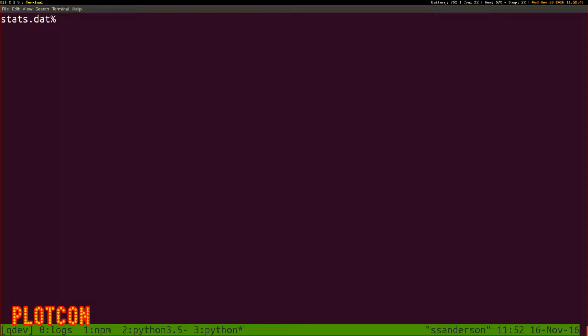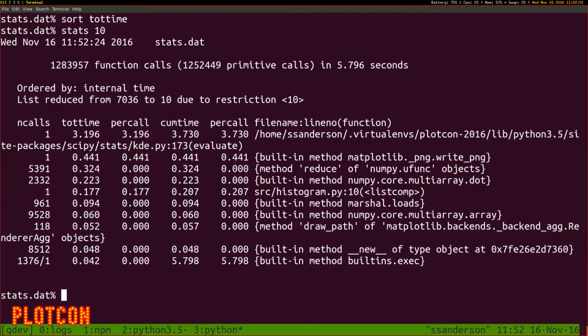And I can do things like sort by total time and do stats 10, say. And I can sort by this and look at this in a bunch of other ways. And so this is useful in some ways, right? It's interactive, so I can explore this. If I didn't know what I wanted ahead of time, this is nice because I can actually drill into it and try to understand the structure of my data more deeply.